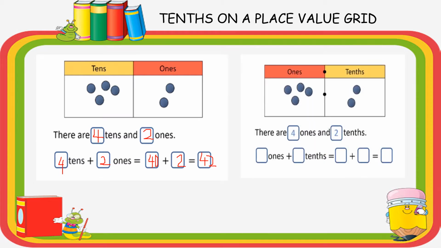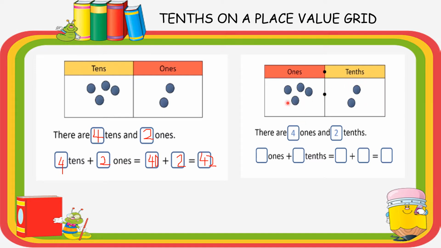Here is another place value grid. Can you identify the similarity and difference between these two place value grids? Did you spot the black dots in the middle? Well done if you did. Both of them are similar because they have been divided into two parts, tens, ones, but over here we have what? Ones, tenths. Now the black dots represent the decimal point, which shows us that the number on this side is less than 1, and that is why it's been written tenths.